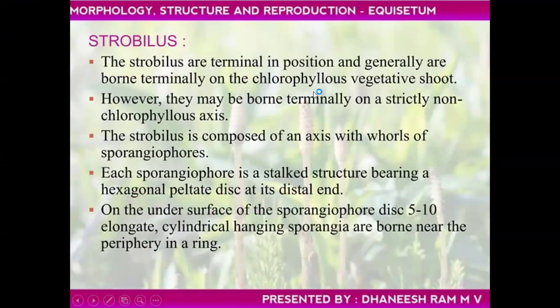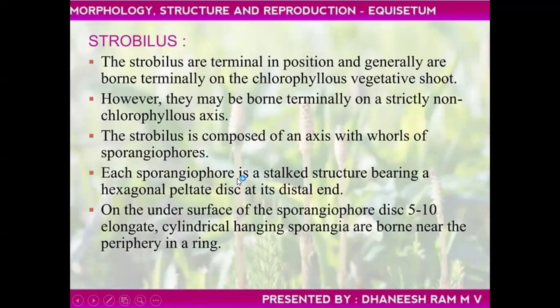Now, when you talk about the structure of the strobilus, they are terminal in position. That is, on the erect stem of the Equisetum, in the terminal position, we can see the development of the strobilus. So they are terminal and non-chlorophyllous axis. It is composed of the central axis with a whorl of sporangiophores.